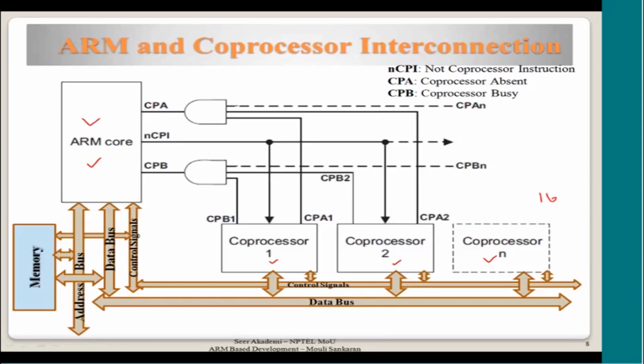Okay, and there are control signals which are connected to both ARM as well as to the coprocessors. Which are the control signals? I will explain in the next slide. But control signals are connected to both of them, and the data bus is also connected to both the processors.